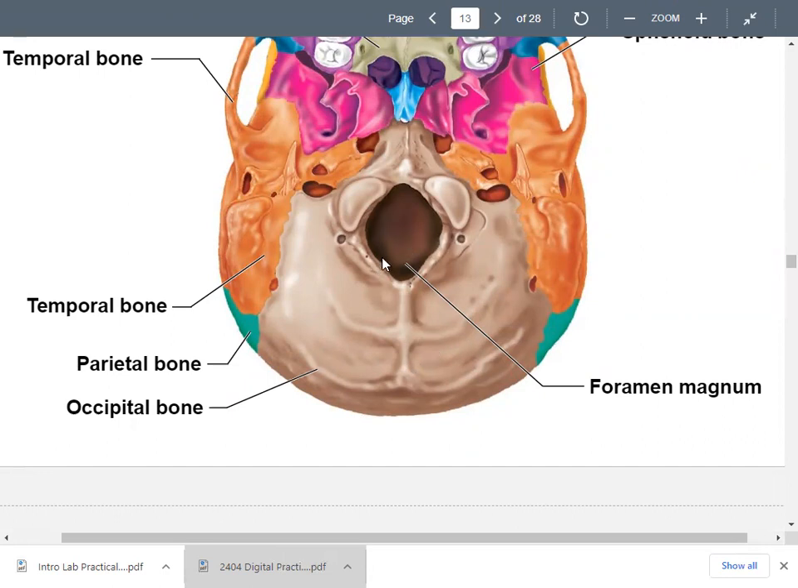right? It's a large hole. This is the fancy term for large hole, foramen magnum. Foramen's hole, magnum large. Okay.